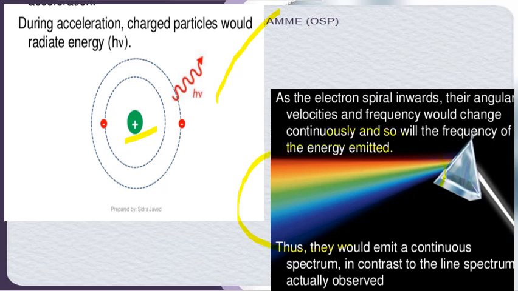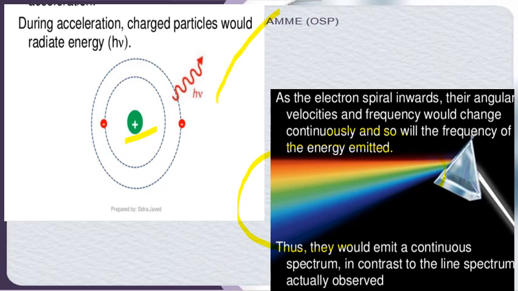It should, because it continuously releases energy when it is moving. That was the consideration. So it should give us a continuous spectrum. A continuous spectrum is just like this: continuously light is emitted of different colors. Now if this picture were true, we should get a continuous spectrum. But what we get is a line spectrum, which is not explained by Rutherford.